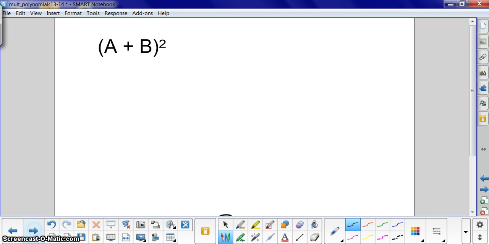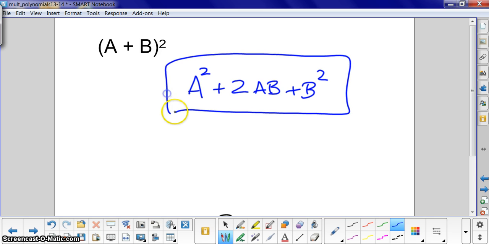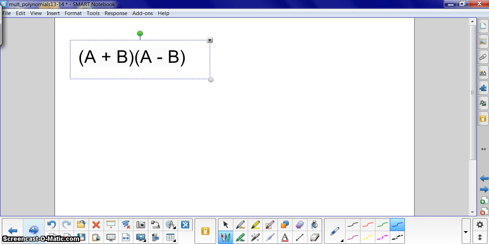Alright, moving on. (a + b) quantity squared. See if you remember the pattern. Write it down now. Put me on pause at the same time. Okay, since I have capital letters in my problem, I'm going to use capital letters. So square the first, multiply the two together and double it, and then square the last. A squared plus 2ab plus b squared.